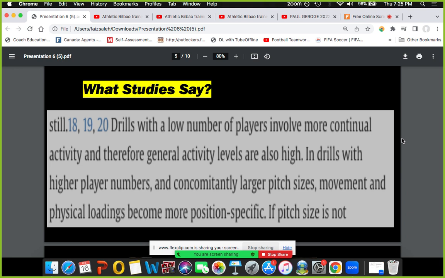Whereas in the actual 11v11 games that you're playing, there may be a lot more walking. There may be a lot more just light jogs. So the overall distance covered may be higher, but the intensity may be lower. With higher player numbers and larger pitch sizes, simply due to the fact that you're not always going to be engaged in direct ball actions, the physical loadings tend to be position specific. So if one of our key principles is position specificity in training, then simply based off that logic, higher player numbers and larger pitch sizes that equate more to 11v11 scenarios would be ideal.